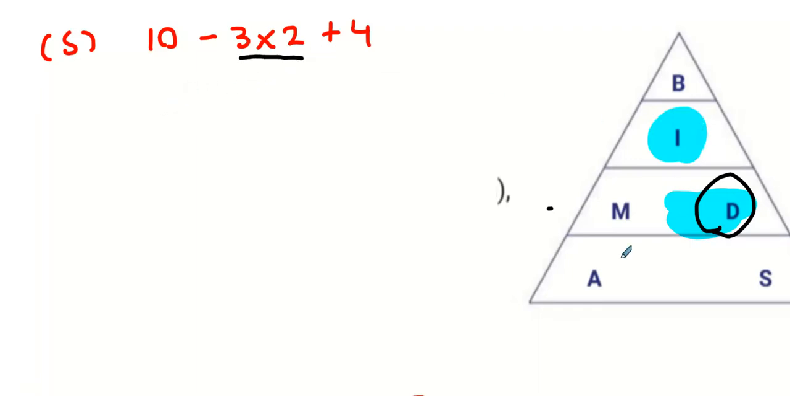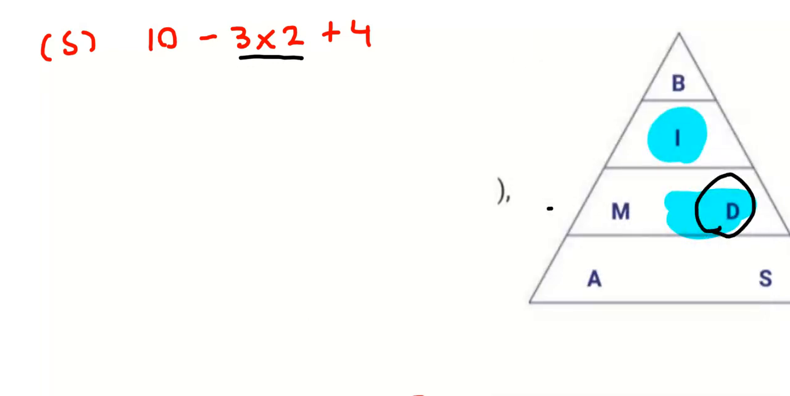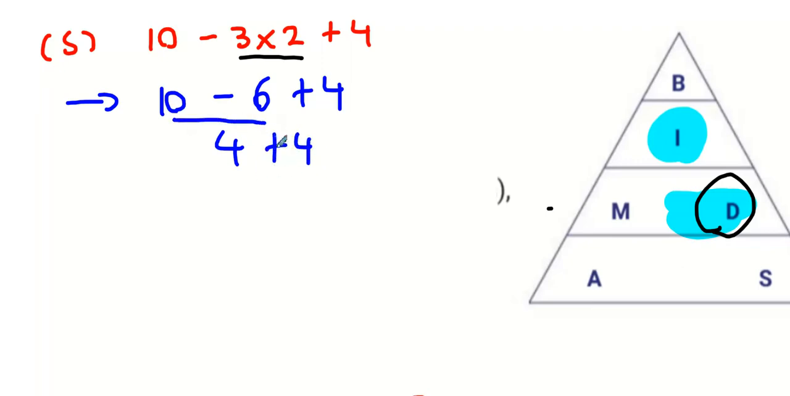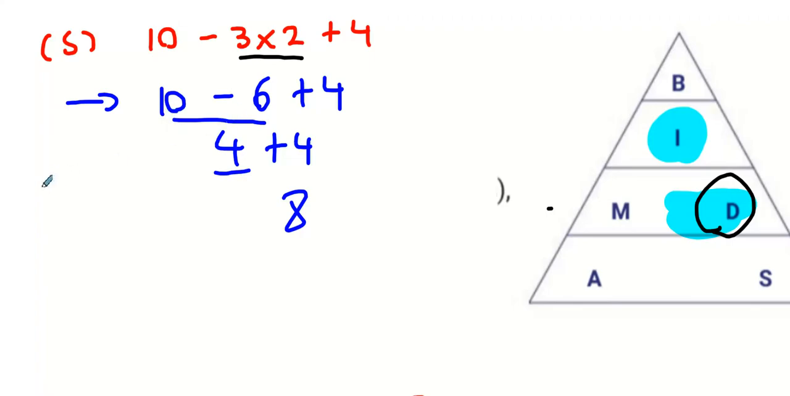Multiplication comes first. Now, if you put it into a calculator to check it, 10 minus 3 multiplied by 2 plus 4, we should be getting an answer of 8. So this should be interesting. Multiplication comes before addition or subtraction. Now, you're going to work left to right. 10 take away 6 is 4, then 4 plus 4 is 8. And that obviously agrees with your calculator. So always go left to right.